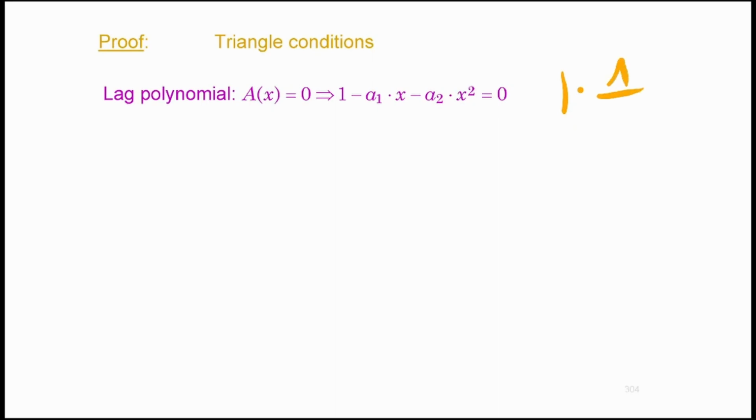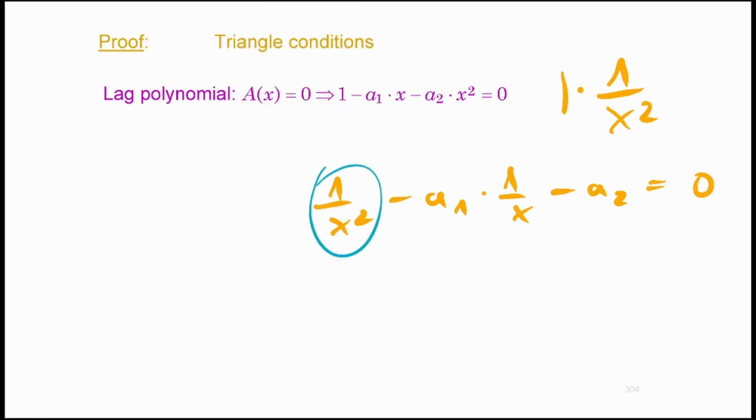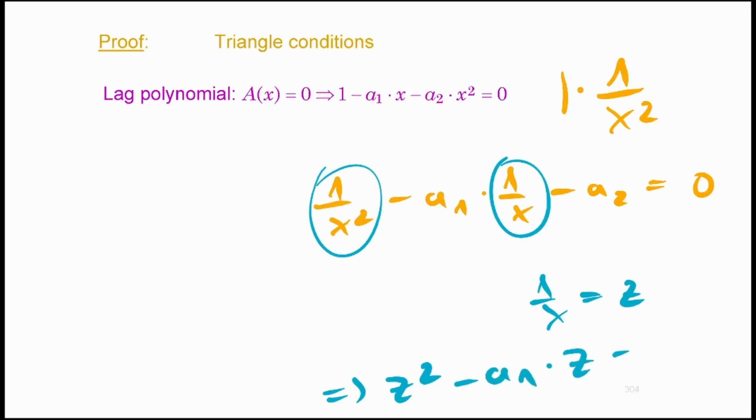That means if you multiply every single expression by 1 by x squared, which I'm going to do, this yields 1 by x squared minus a1 by x minus a2, which is 0. Then you substitute 1 by x by z. This generates another one: z squared minus a1 times z minus a2, which is 0. And this is another lag polynomial.